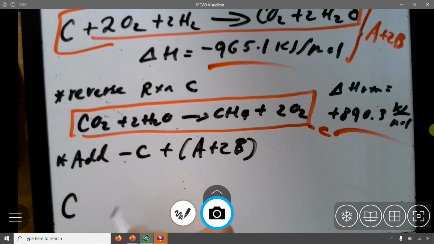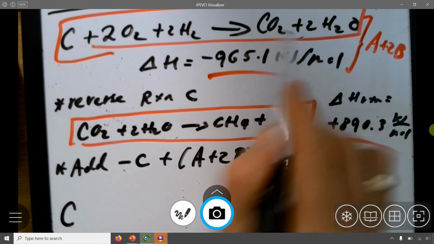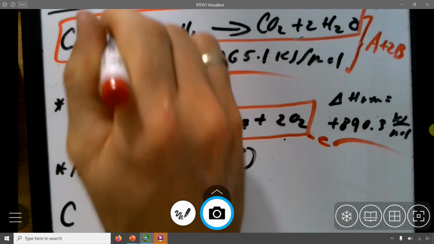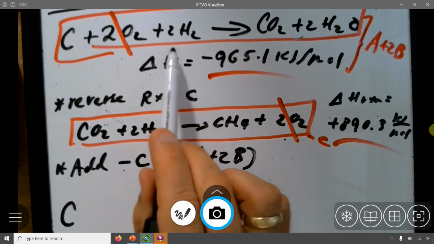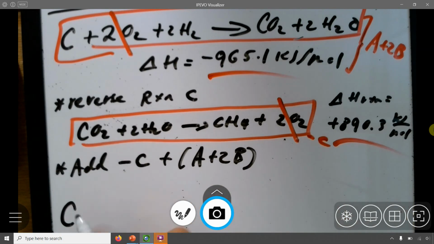C doesn't change. O2, great. I don't have O2 here, so it doesn't change from this. But I do have O2 here, so they'll cancel. So O2s cancel. I have exactly the same amount, so they cancel. I don't have to write anything down. H2, okay, I have H2 here. I don't have H2 anywhere here. So that just comes down regular. Okay. Going to the product side now.